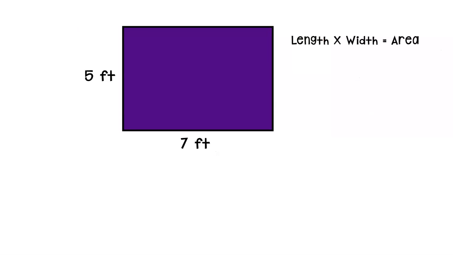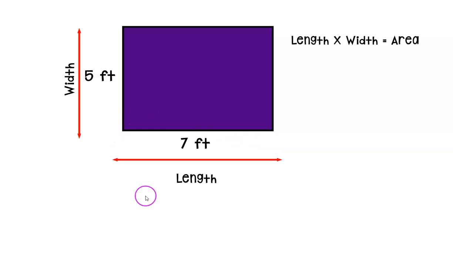All right, for this next one, one of the sides is 7 feet long and the other side is 5 feet long. So the length is going to be this 7-foot side, and then the width is going to be this 5-foot side. So then remember, if the formula to figure out area is length times width, what two numbers are you going to multiply together? Well, you're going to multiply together 7 times 5, or 5 times 7. So what does that equal? That equals 35 feet squared.